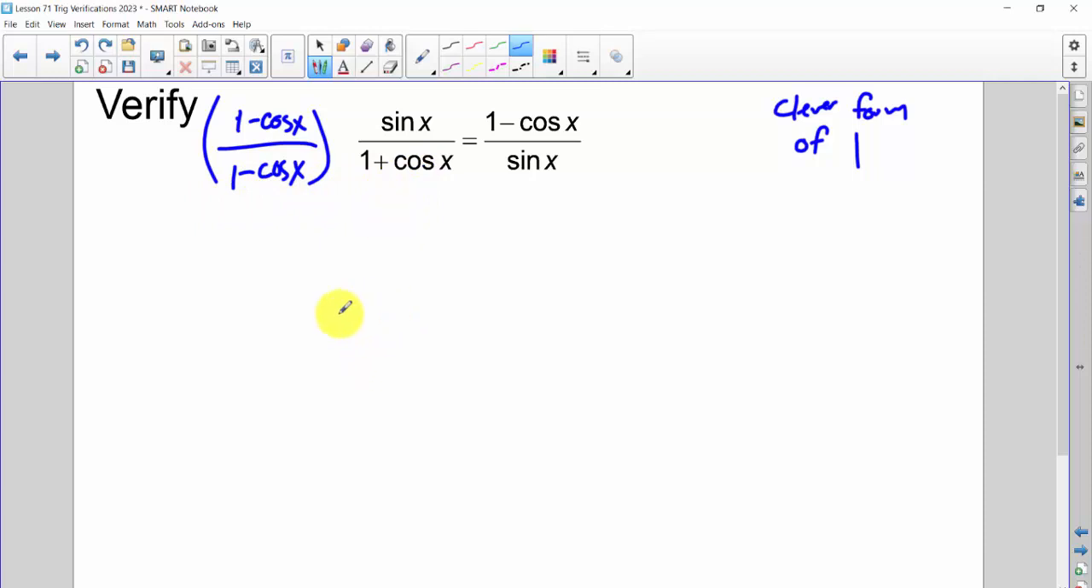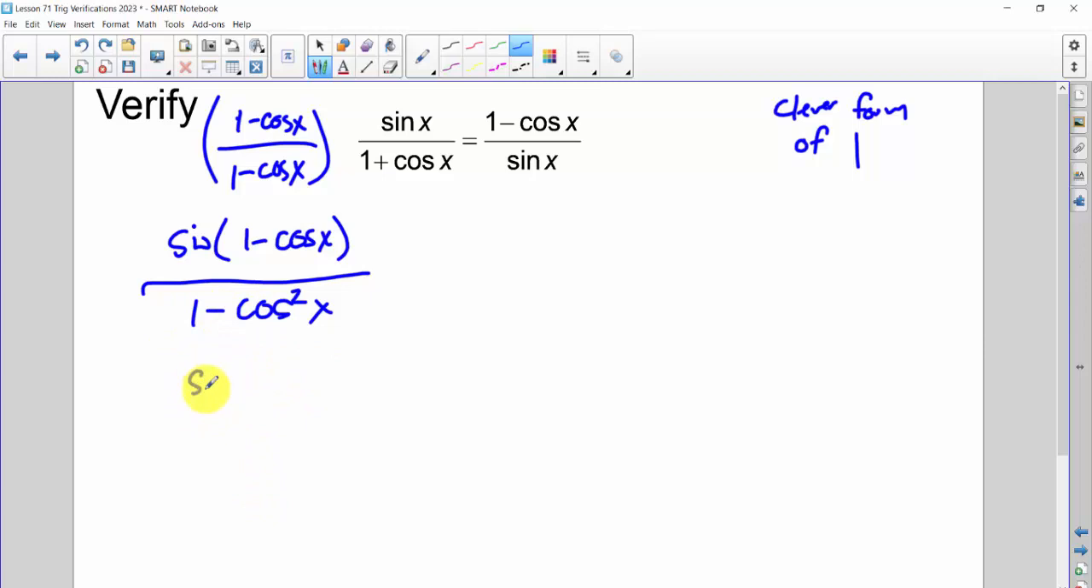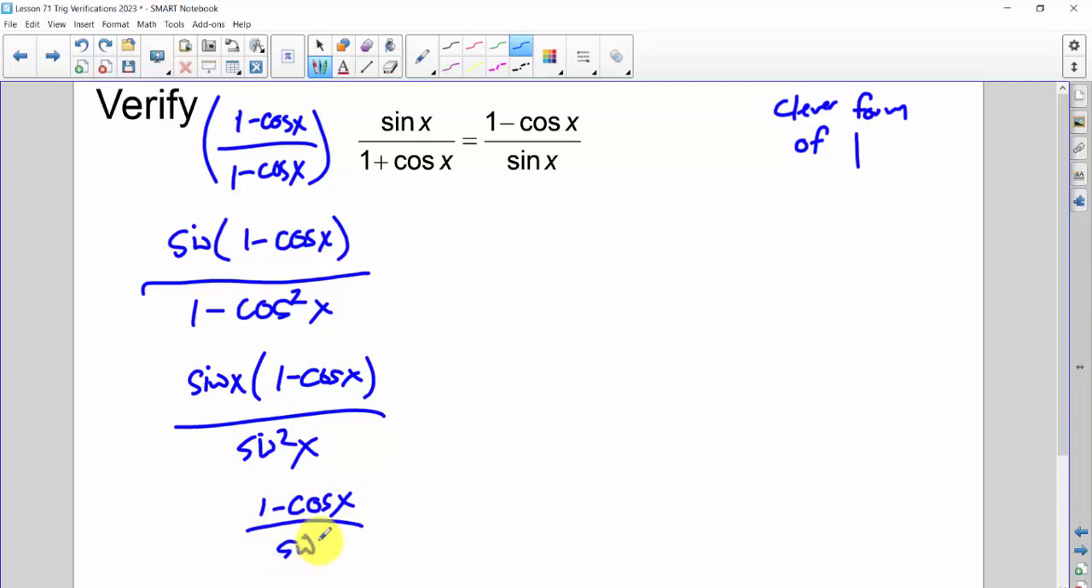So now, here's what I'm going to do. I've got sine times 1 minus cosine of x over, I'm going to FOIL this, and I get 1 minus cosine squared of x. Now I also know 1 minus cosine squared of x is sine squared of x. So I have sine of x times 1 minus cosine of x over sine squared of x. Sine over sine squared happens to be sine. And what do you know? We got to where we wanted to go.